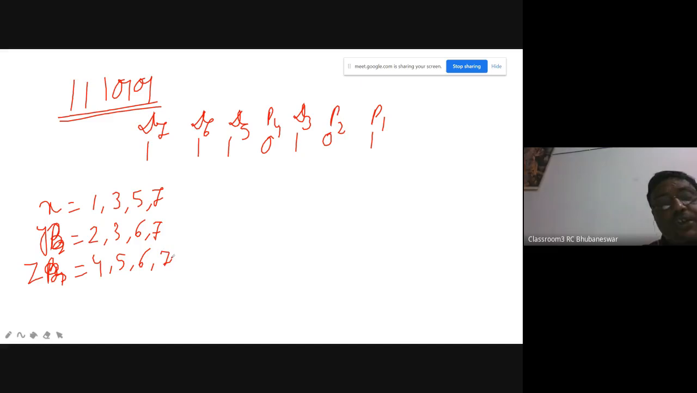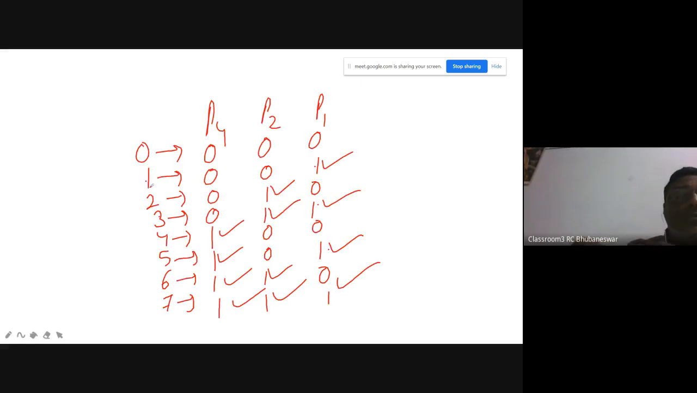As you know the positional values of P1, P2, P4, I will take other variables X, Y, Z. Again, we check for even parity. So P4 is replaced with Z, this will be Y, this will be X. So you get the same positions: 1, 3, 5, 7; 2, 3, 6, 7; 4, 5, 6, 7. Okay.